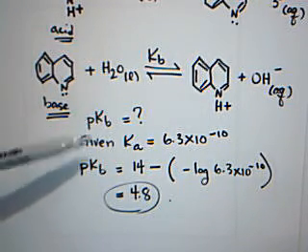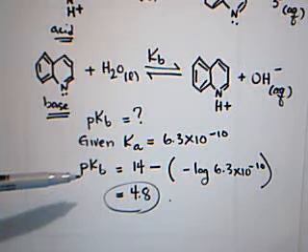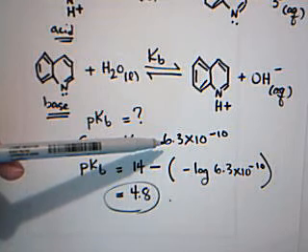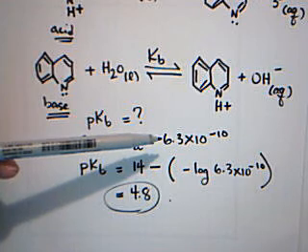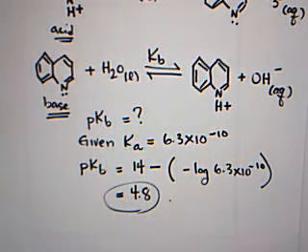Yeah. So I said there were two ways that you could do it. You could have also done that Kb is equal to 10 to the minus 14 divided by 6.3 times 10 to the minus 10. That would have given you a Kb of 1.58 times 10 to the minus 5. And then you would take the negative log of that, and you would arrive at 4.8. So how you do it is up to you. Just remember that the product of Ka and Kb is 10 to the minus 14, and the sum of pKa and pKb is 14. And again, we're talking about conjugate acid-base pairs. Great.